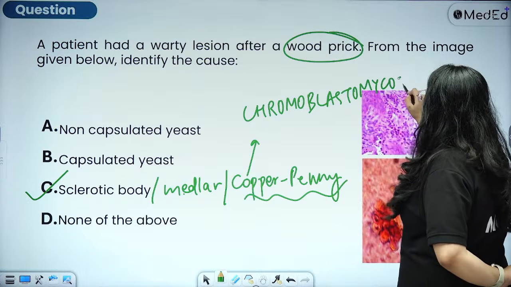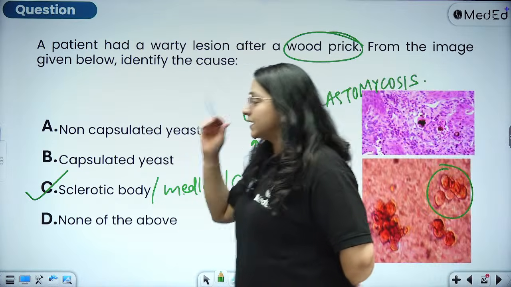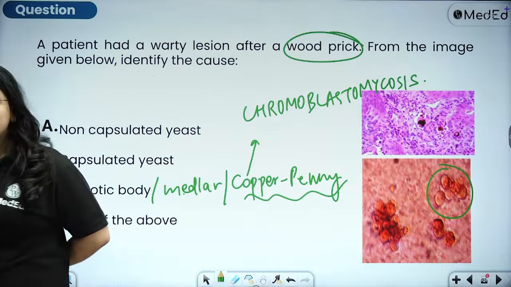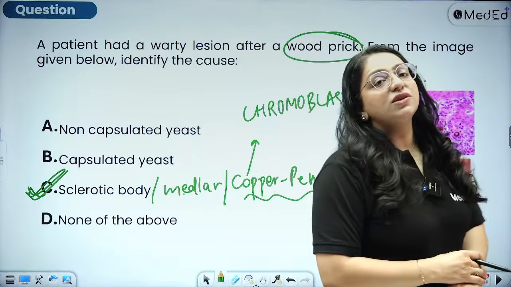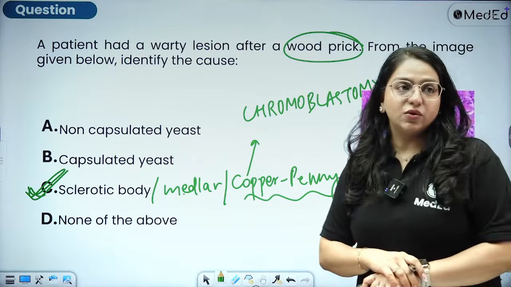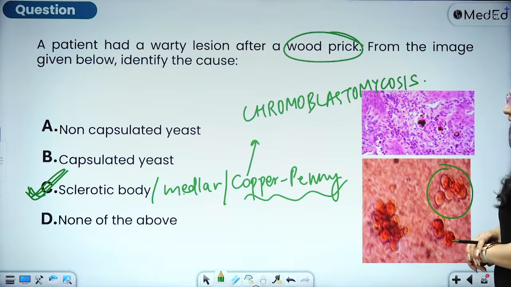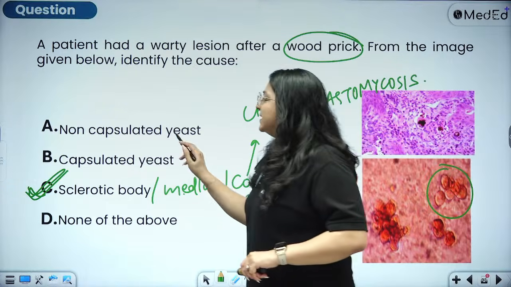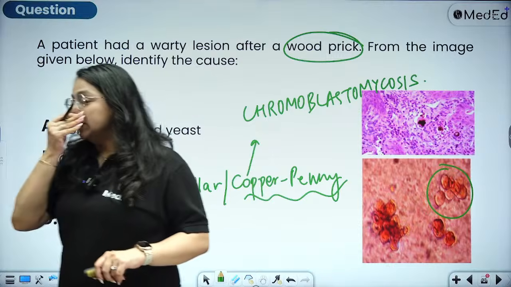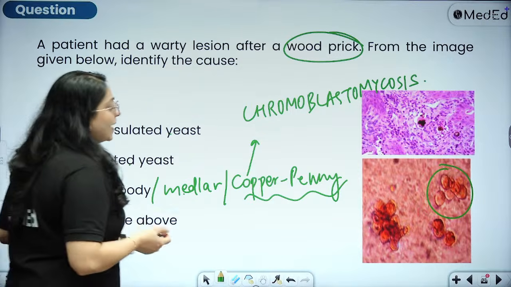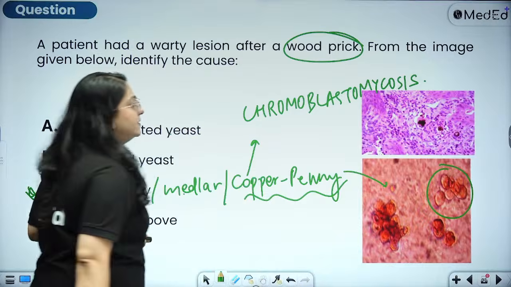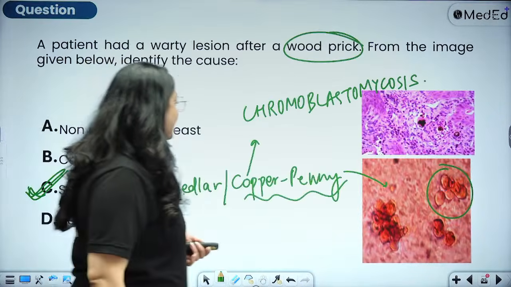What is the characteristic lesion of chromoblastomycosis? It is the verrucous lesions, the tumor-like lesions. Non-capsulated yeast means nothing. Capsulated yeast means Cryptococcus. So that is definitely not one of the causes of these copper penny or medlar bodies. Sporotrichosis will show you asteroid bodies.